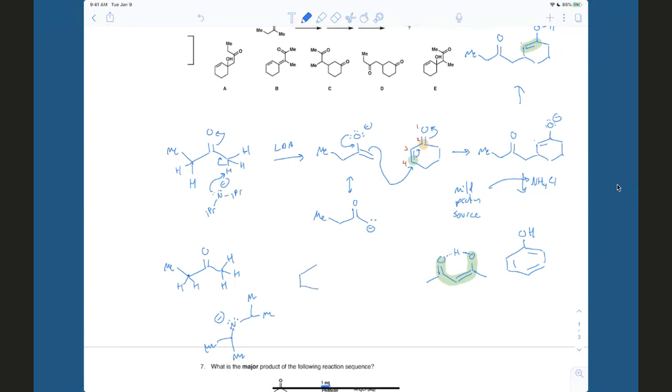Another case I believe we showed in class was when we have a hydrogen next to a ketone here versus one of the hydrogens on this side. The LDA will only be going for these hydrogens because they are more accessible.